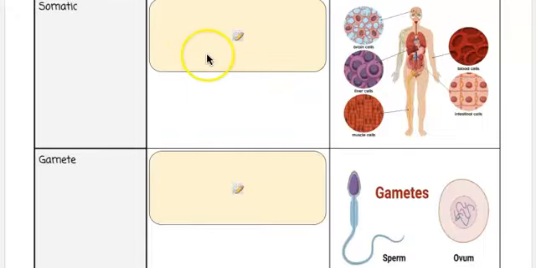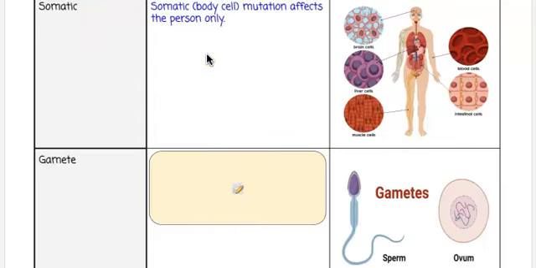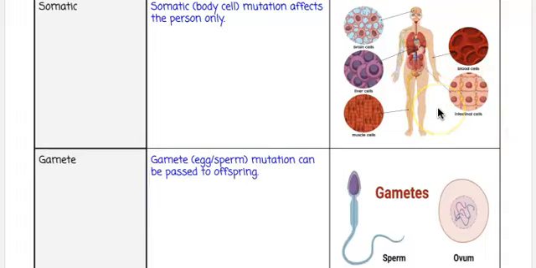The next key term is somatic, and we briefly spoke about that. This is a body cell, and mutations in these types of cells only affect the person. Some examples of somatic cells are your brain cells, liver cells, muscle cells, intestine cells, and blood cells. Next, we have the term gamete. This means egg or sperm. A mutation in these types of cells can be passed on to your offspring or your children.